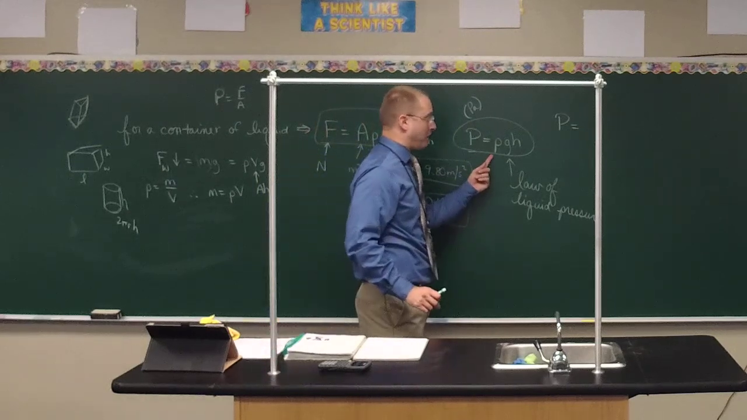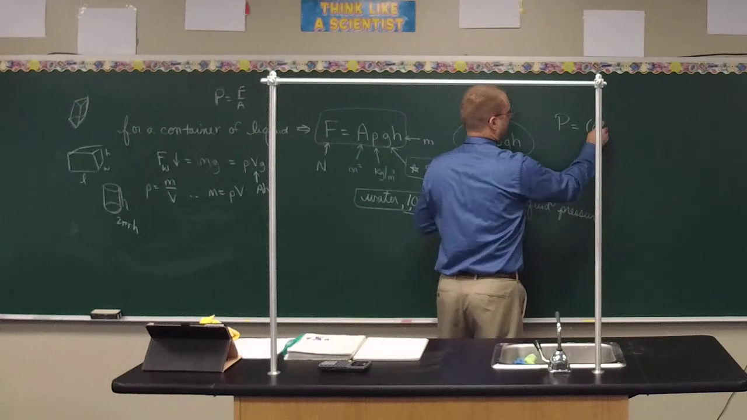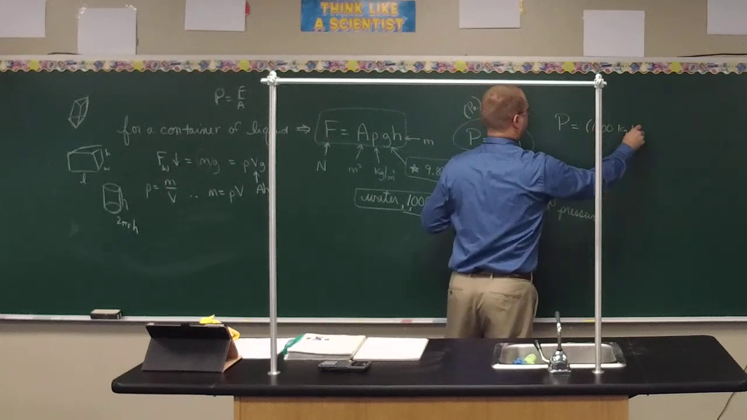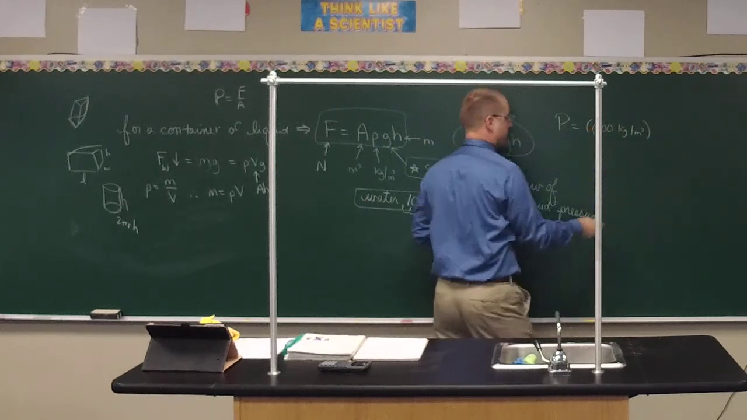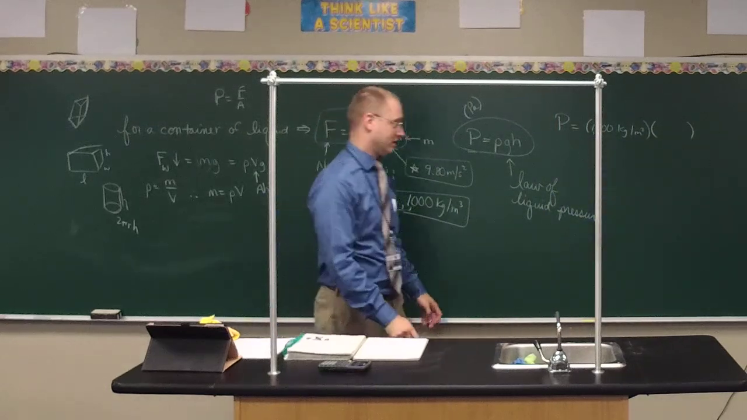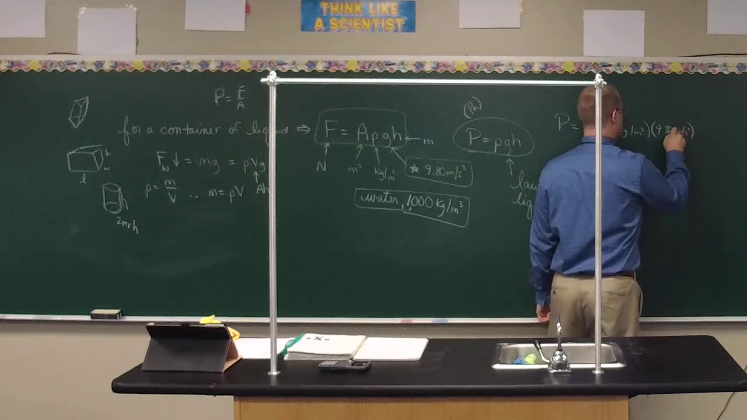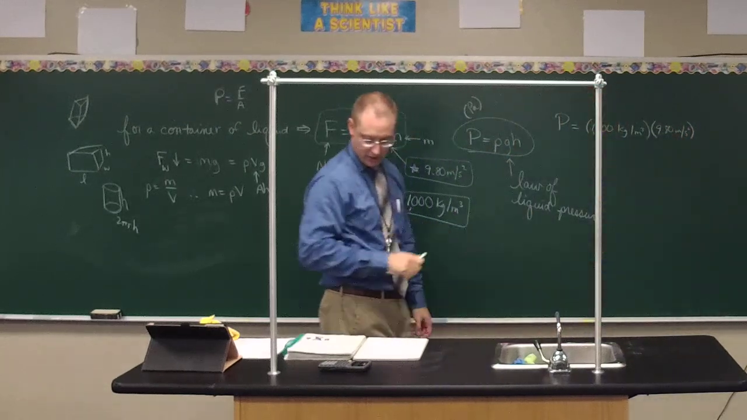Well, for the rho, that's density, class, we're going to plug in 1,000 kilograms per cubic meter. All right, thank you, Audrey. Somebody besides Audrey, what are we going to plug in for the g? 9.80. Good, 9.80 meters per second squared. That's the acceleration due to gravity.